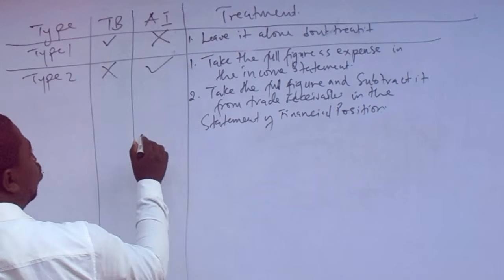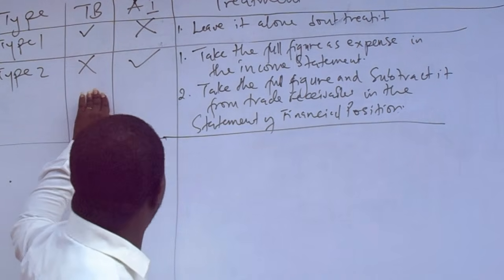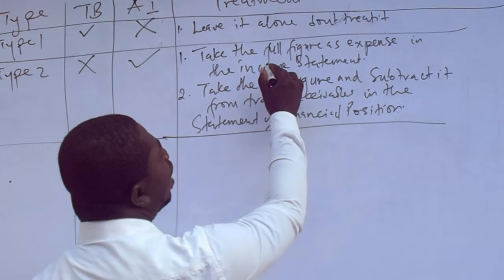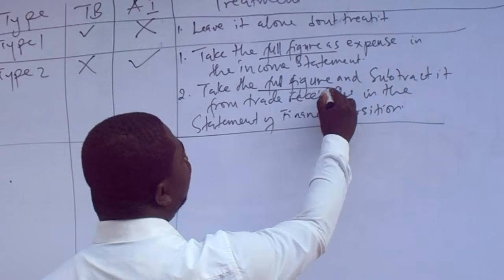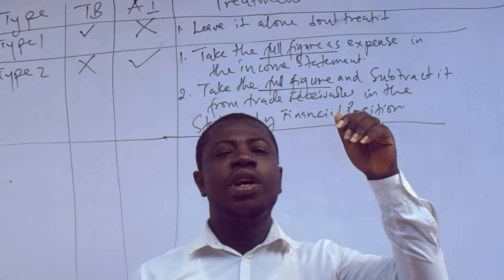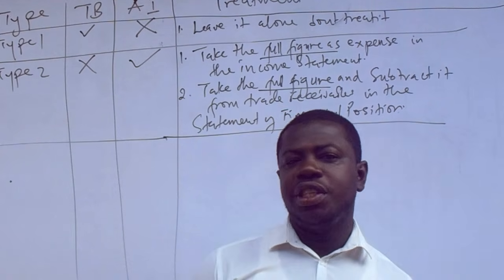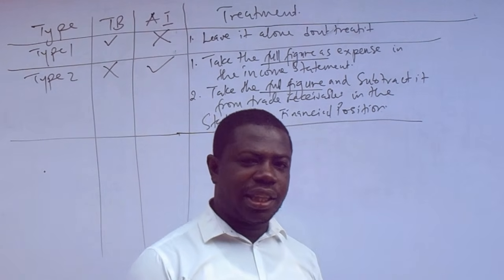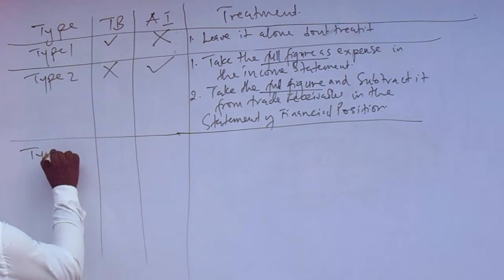So that is for type 2. So type 2, where there is no provision in the trial balance but there is provision in additional information. First treatment is that you take the full figure as an expense, and the second treatment is that you take the full figure and you subtract it from the receivables figure. So when you go to current assets, you see trade receivables, you subtract the provision figure, and then you get the net receivables. That is the second type, and that is the treatment. Now the final type, type 3.